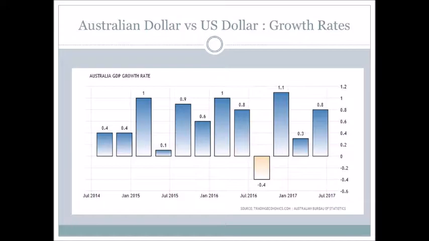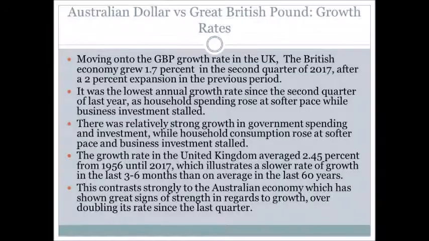And moving on to the GBP growth rate in the UK, the British economy grew 1.7% in the second quarter of 2017, after a 2% expansion in the previous period. It was the lowest annual growth rate since the second quarter of last year, as household spending rose at a softer pace while business investment stalled.